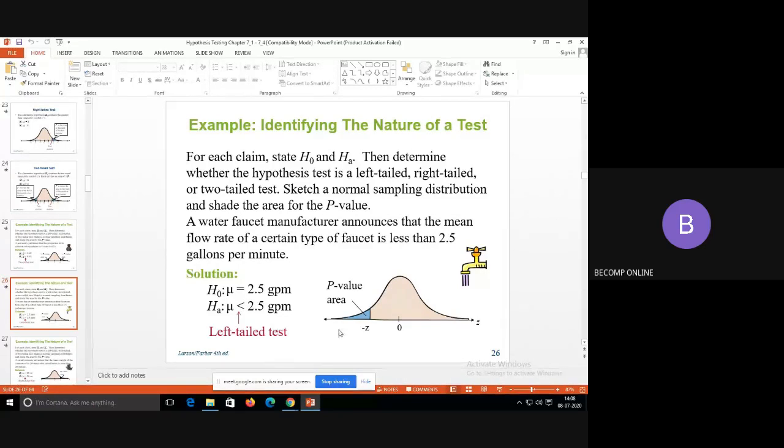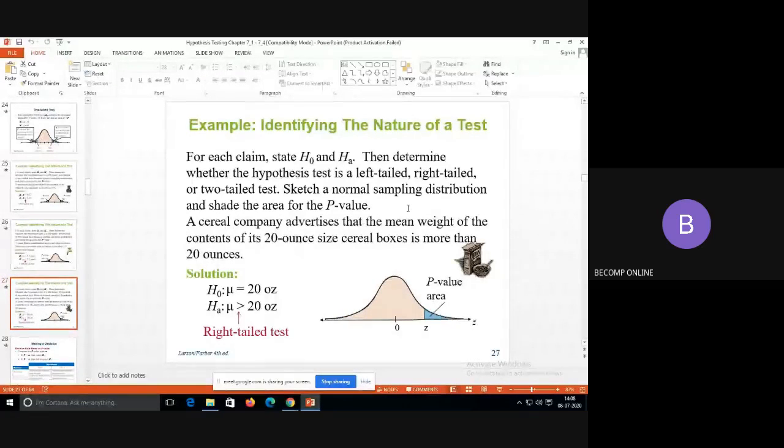This kind of test is referred to as the left-tailed test because the p-value area will come on the left-hand side of your bell shape, or in the normal distribution at the left-hand side. So this nature of test is referred to as the left-tailed test. Now another example, for the right-tailed test. A cereal company, that is a food grain company, advertises that the mean weight of the content of its 20 ounce size cereal boxes is more than 20 ounces. It is more than, so in the alternative hypothesis you have the mean value greater than 20 ounces, and your null hypothesis is equal to.